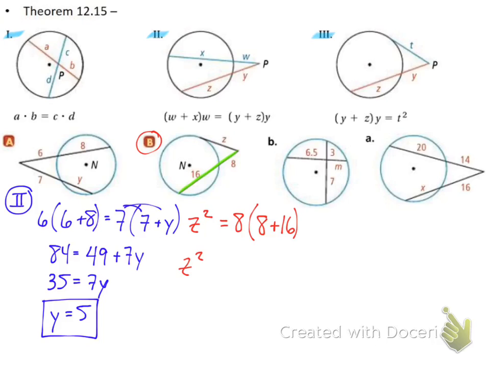So I get z squared is equal to 192. And then take the square root of both sides to get z is equal to 13.86.